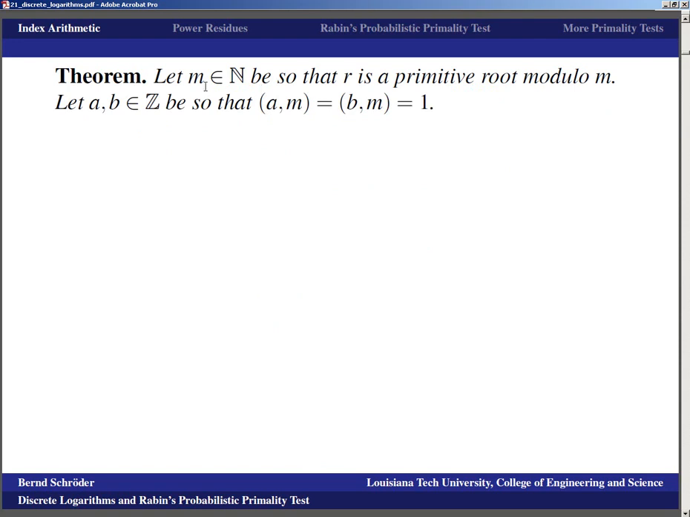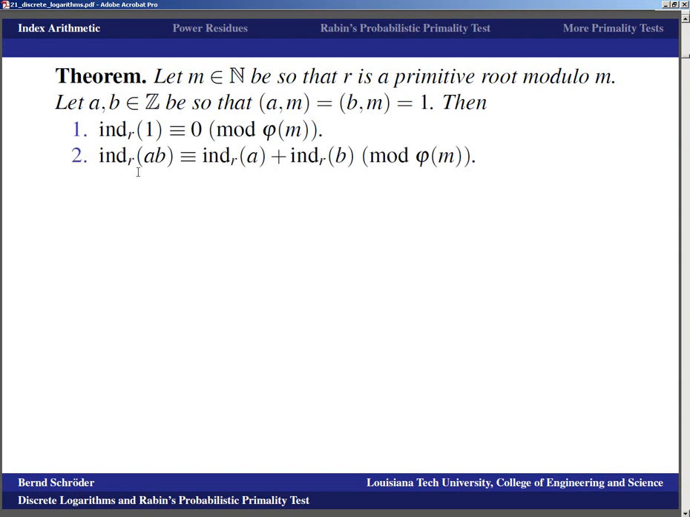If we have a natural number m so that r is a primitive root modulo m, that basically just helps us sidestep the more cumbersome result that tells us when there is a primitive root. We just say m is one of those numbers, and we take a and b to be integers so that the greatest common divisor of a and m and the greatest common divisor of b and m is 1. Well, then the index of 1 with respect to base r is equivalent to 0 modulo phi of m, not modulo m, modulo phi of m.